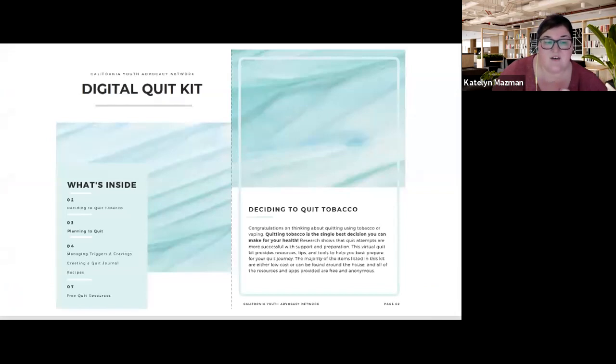And then all of the posts linked folks to our cessation website, but it was also done in conjunction with a new tool, which is our digital quit kit. And again, we really made sure that this included tips and tools that were either low cost or could be found around the house. And again, this was free and available for download on our website for young people.